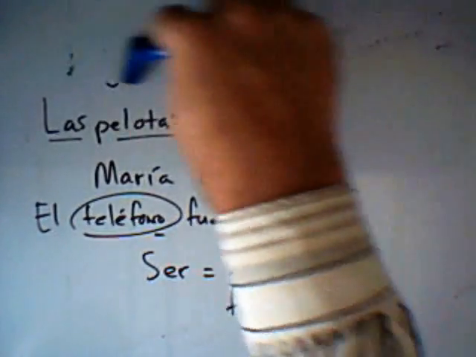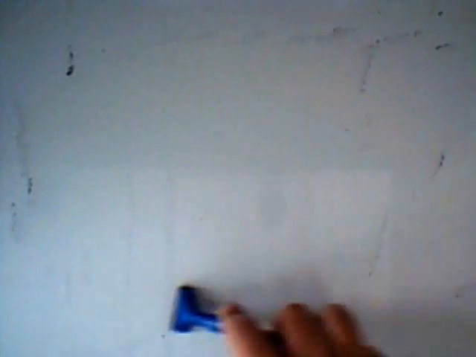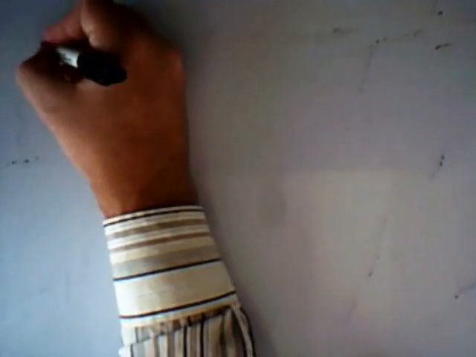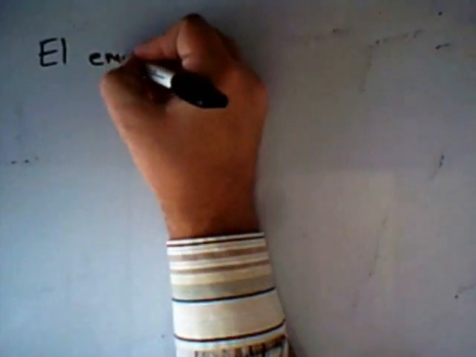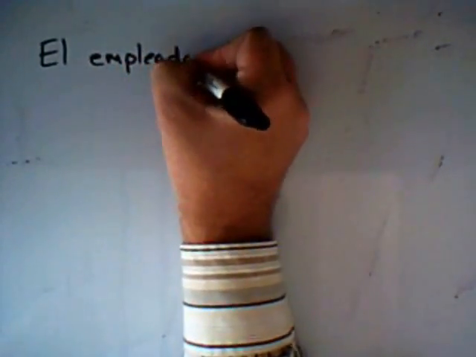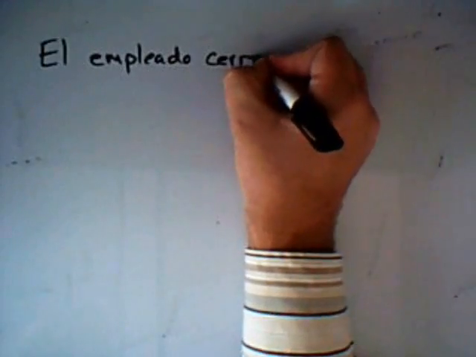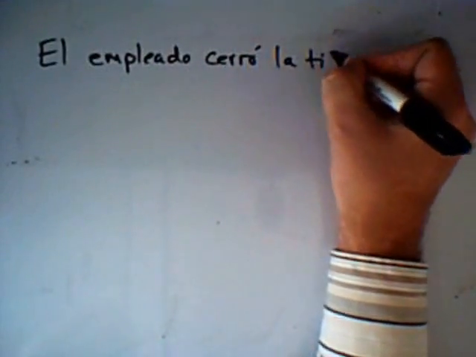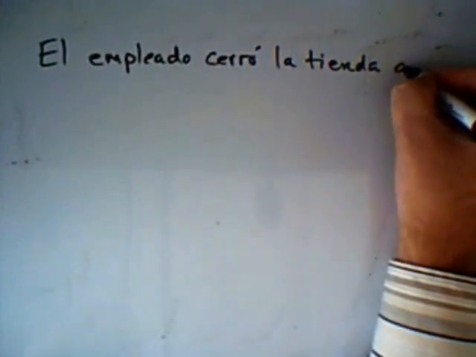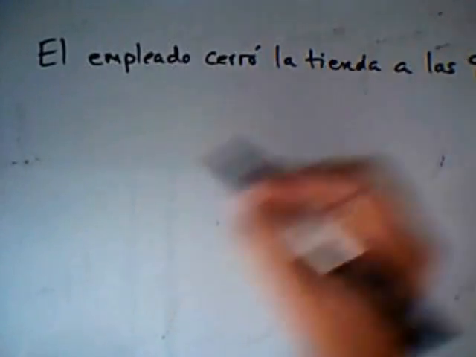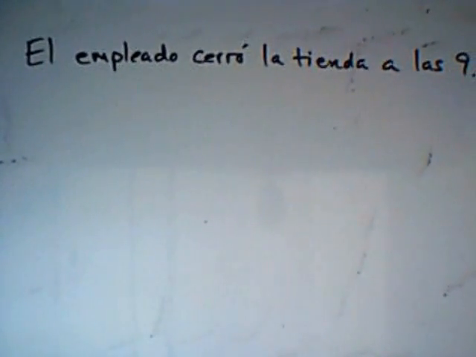Let me quickly go on and give some examples of the other type of passive voice, which uses se and a verb form. Okay, so let me give an example of an active voice. You need a subject. Again, you could use like el empleado closed the store, cerró la tienda a las 9. He closed the store at 9 o'clock. El empleado cerró la tienda a las 9.